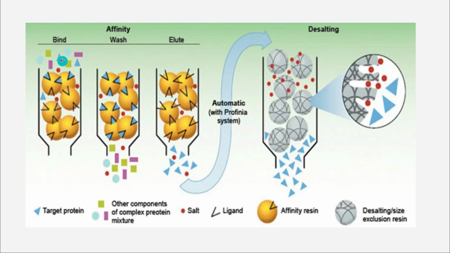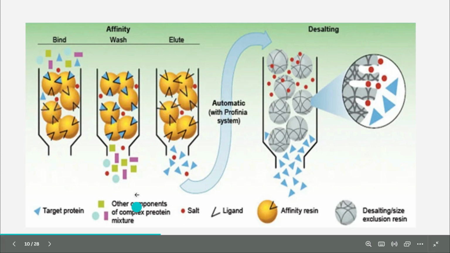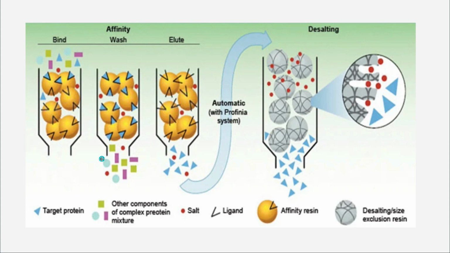Here you can see the triangle shaped particles are getting bound to this expression, and other particles such as spherical, square, rectangle, and oval shaped particles are getting eluted. The same thing happens, and these eluted components are collected and investigated further.